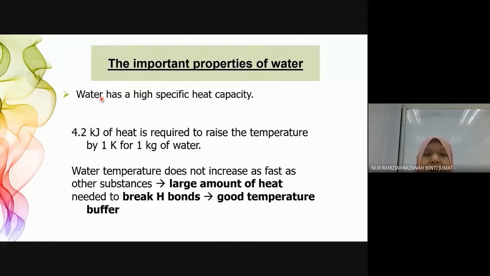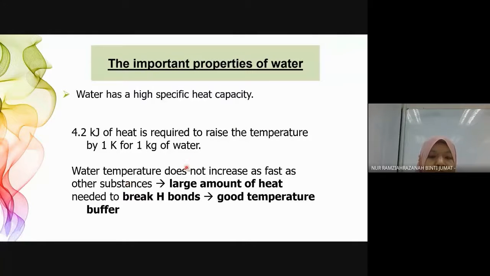Next, water has a high specific heat capacity. What it means is that when water receives heat, the water molecules start to vibrate. But for the water to start to vibrate, it needs a certain amount of heat. To raise the temperature of 1 kilogram of water by 1 Kelvin, it requires 4.2 kilojoules of heat. So it is not easy to raise the temperature of water.